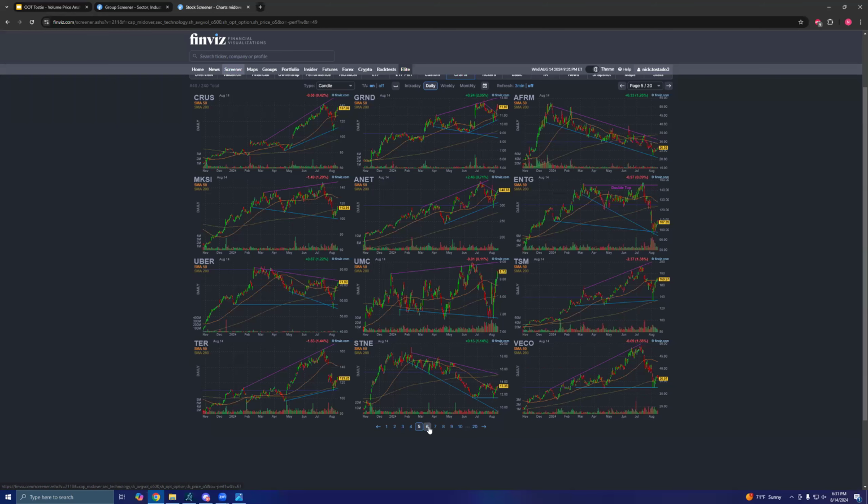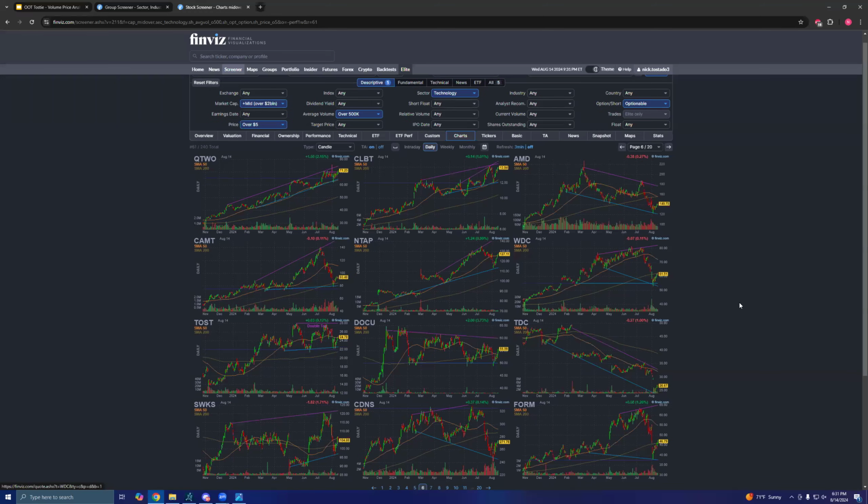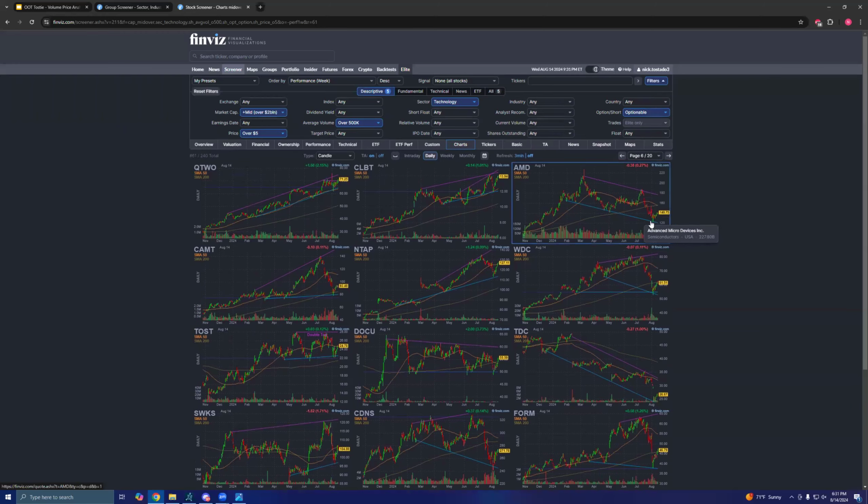I'm just trying to scan through and see if I can find other examples quickly. AMD would be an example of a name that's looking a bit weaker, right? We got that massive volume there at the lows, but really no significant move higher and just kind of trading like the rest of the market.